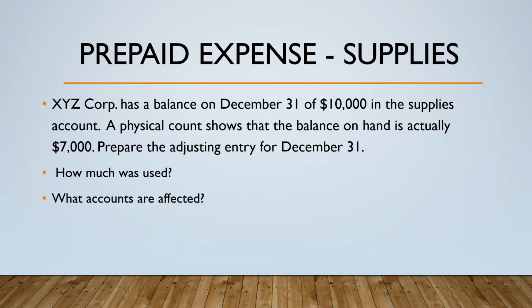So the supply account is one account that is going to be affected because the supply account needs to decrease by that $3,000. The other one would be the supply expense account because we have used these supplies and they are now an expense. Therefore, the journal entry would be supply expense would be the debit, supplies would be the credit for the $3,000.